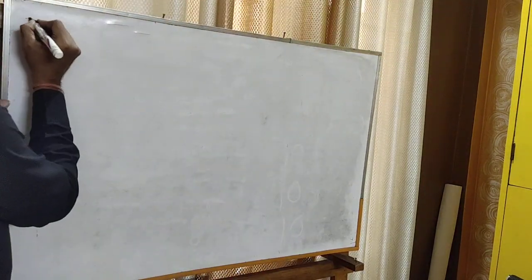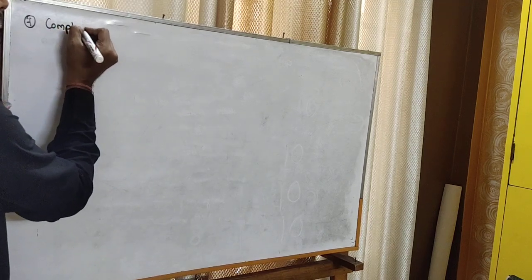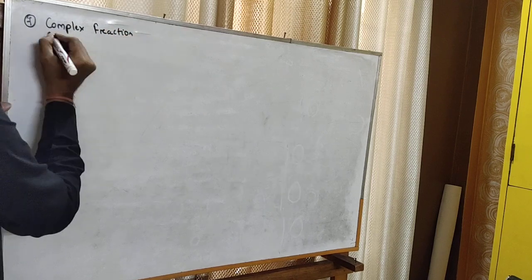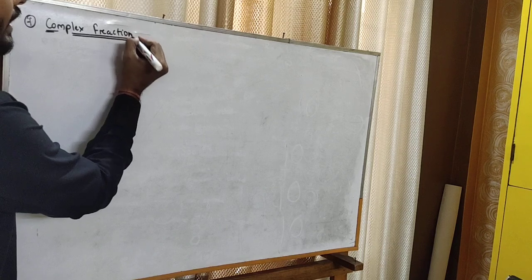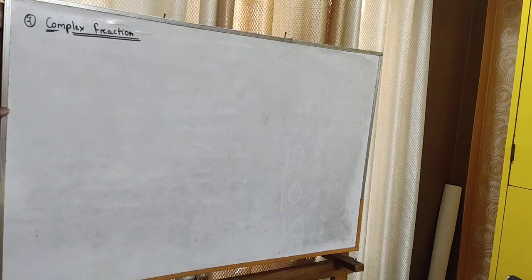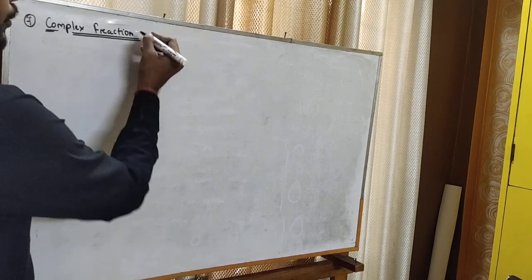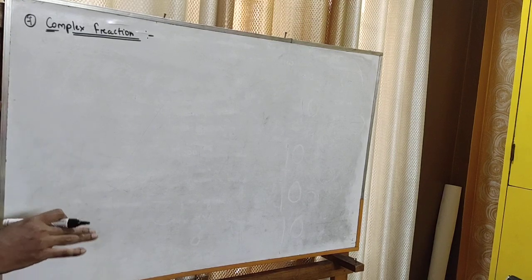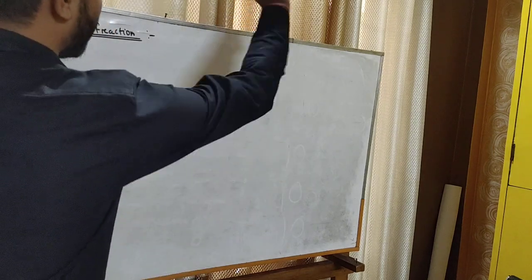So today we will discuss the last topic, one more type of fraction, that is complex fraction. You can get a little concept from the word complex. Complex means that it is not very simple. So in a complex fraction, the numerator or denominator or both can be fractions. Either the numerator is a fraction, or the denominator is a fraction, or both are fractions. Such fractions will be complex fractions.